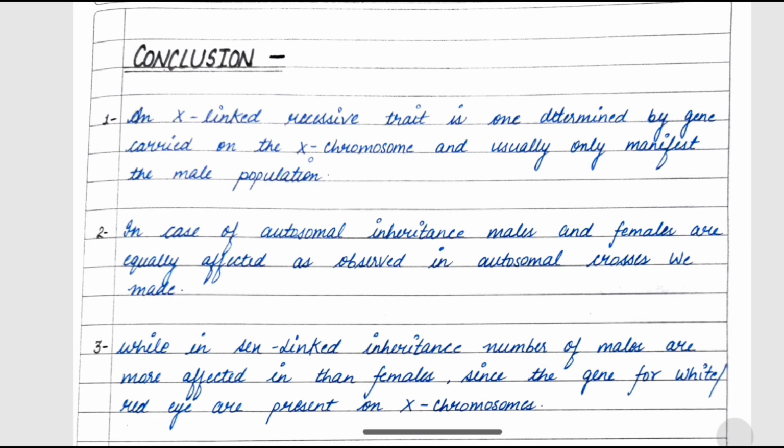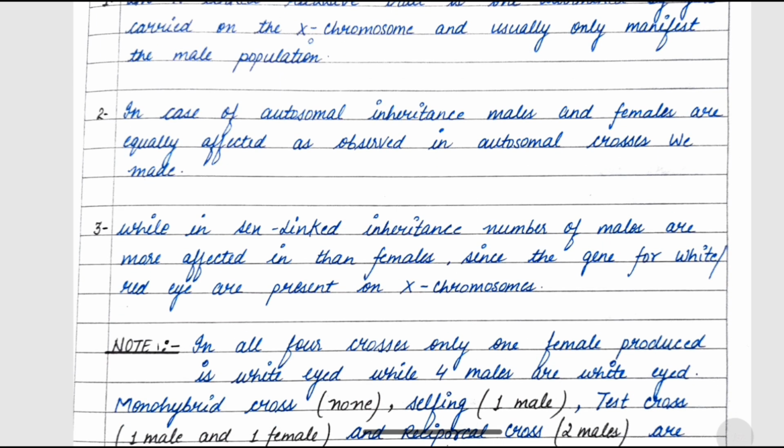First point, इसमें जो एक्स क्रोमोसोम जो भी जीन कैरी करता है वो ओनली एक्स लिंक्ड रिसेसिव ट्रेट को ही डिटरमाइन करता है और ओनली मेल पॉपुलेशन को मैनिफेस्ट करता है. And in second point, in case of autosomal inheritance, males and females are equally affected.